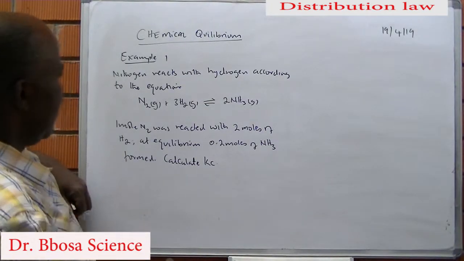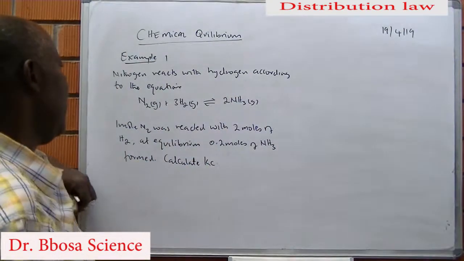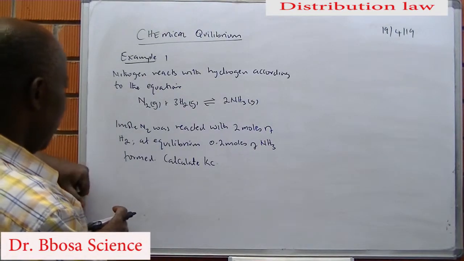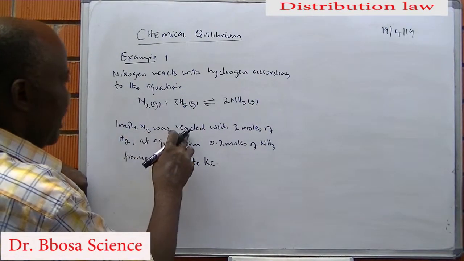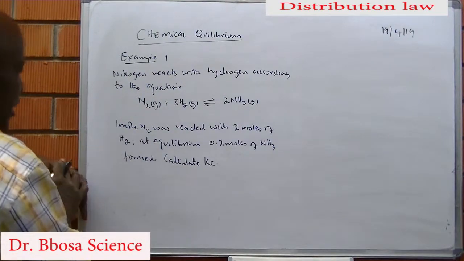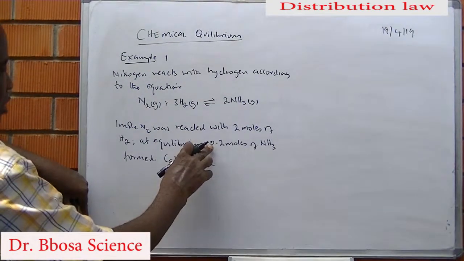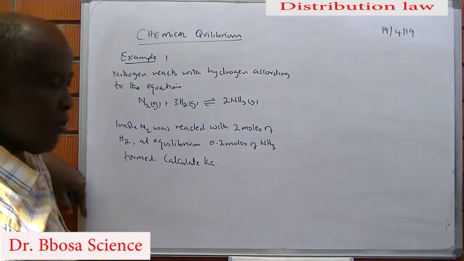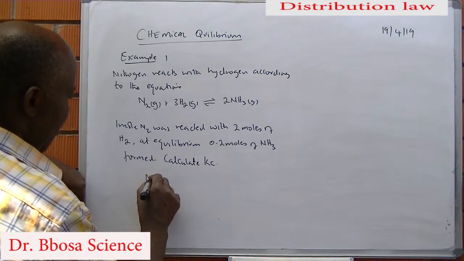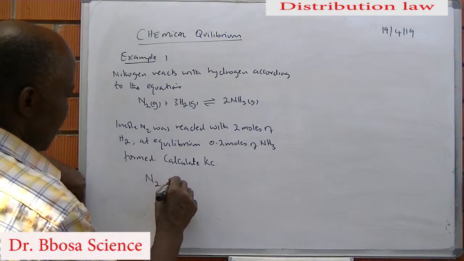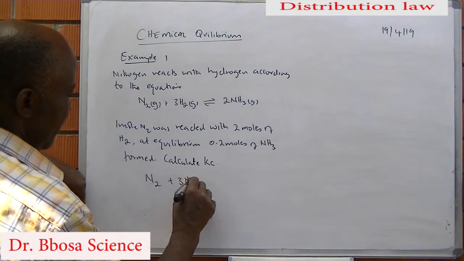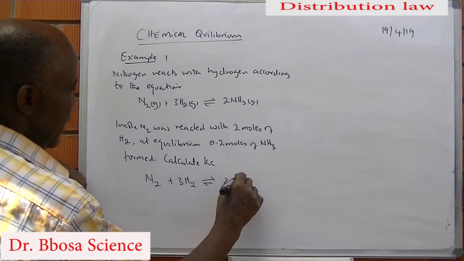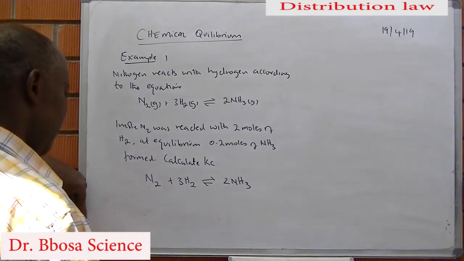Example 1. Nitrogen reacts with hydrogen according to the equation nitrogen plus hydrogen is equal to ammonia. 1 mole of nitrogen was reacted with 2 moles of hydrogen. At equilibrium, 0.2 moles of ammonia formed. Calculate Kc. What do we do? We write our equation once more: N2 plus 3H2 forms 2NH3.